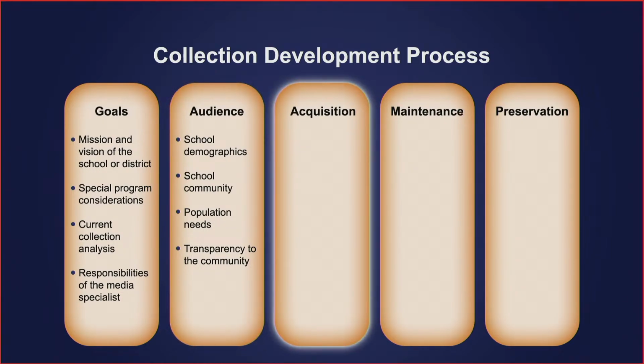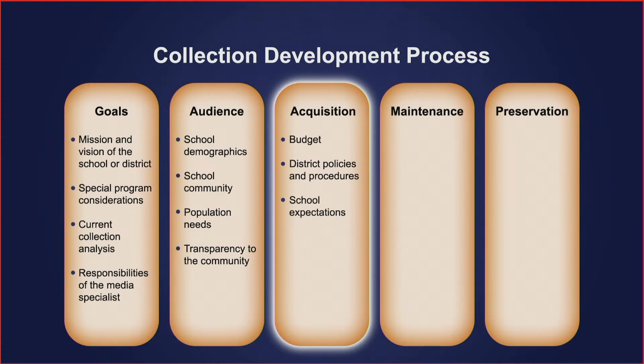The third category is acquisition. Some questions that can be asked pertaining to acquisition are: what is the purchasing budget for the year? Will there be any additional funds from fundraisers? What are the district policies and procedures for selection of materials? Are the curriculum needs of the students and faculty being met? Are readers' interests taken into consideration? Have selections been reviewed by stakeholders? Are professional reviewing journals consulted for new purchases?